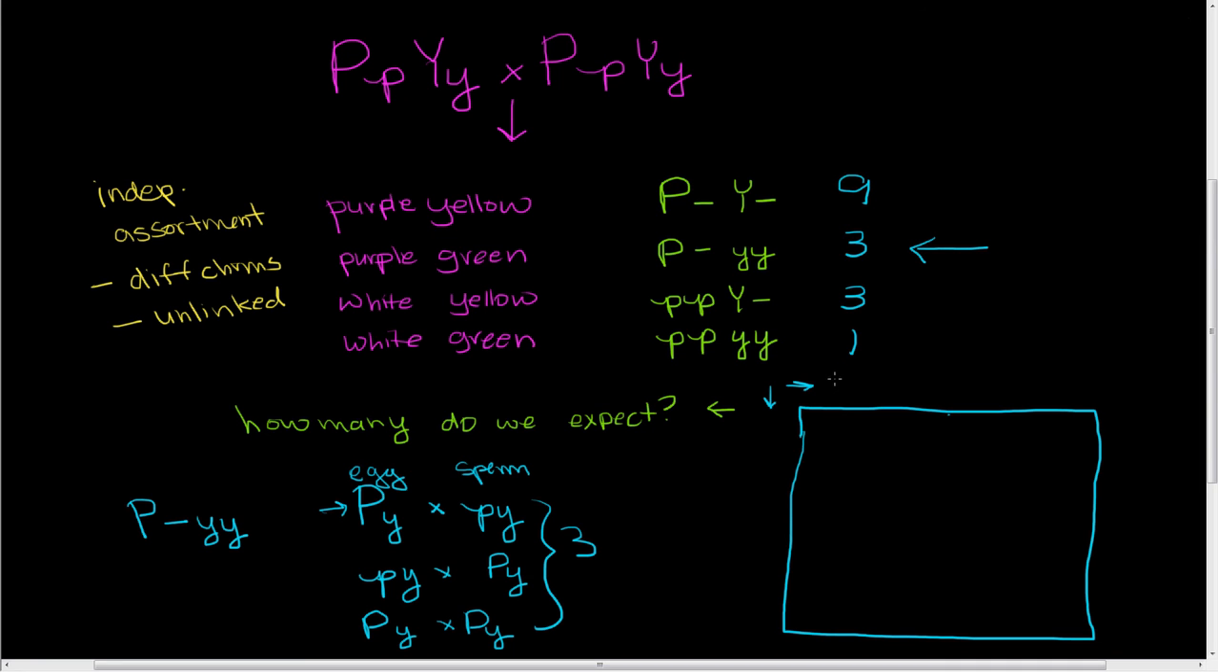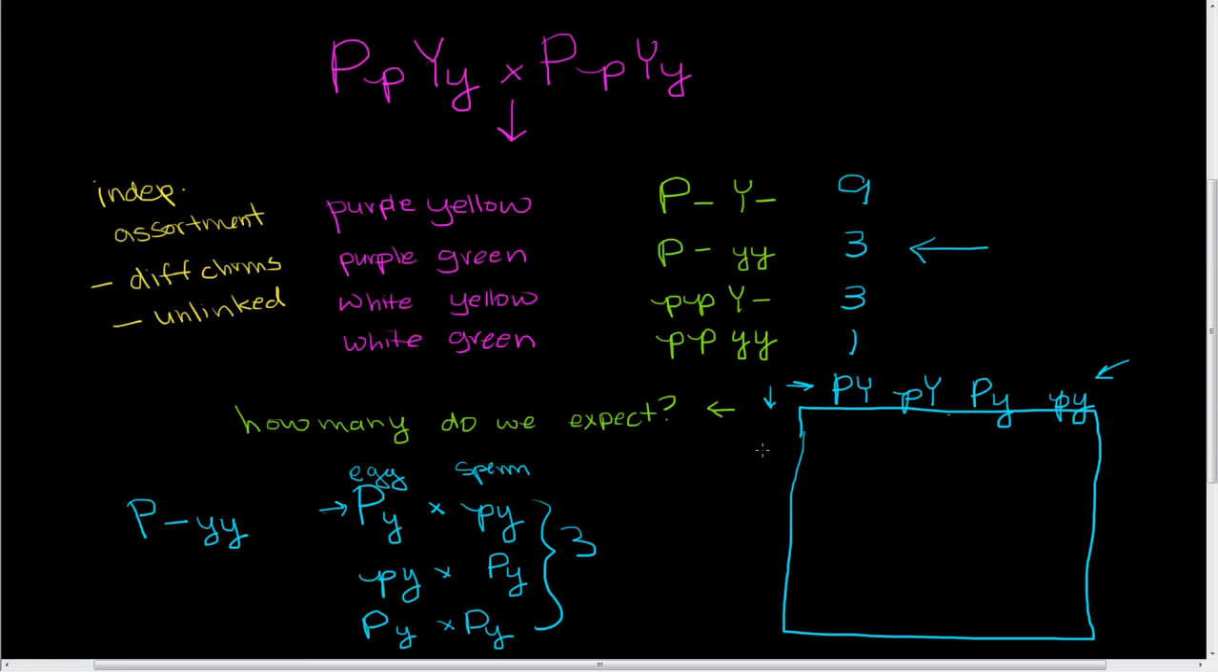So I'll put the eggs on the top. We can get a big P, big Y egg, a little p, big Y egg, a big P, little y egg, or a little p, little y egg. And because these are independently assorting and there's equal segregation of these alleles, we expect to see equal amounts of all four of these different kinds of eggs.